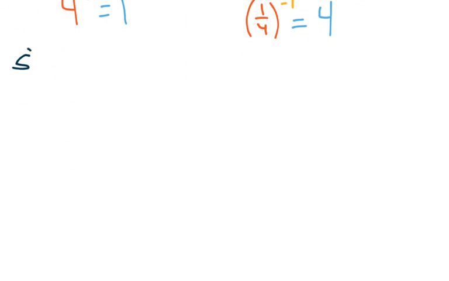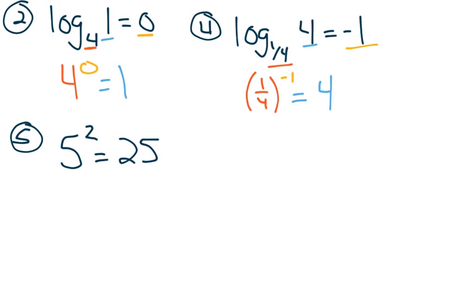Okay, so number 5. Now I'm going to give you something in exponential form, like 5 to the second power is equal to 25. And let's see if we can turn this into logarithmic form. I'll leave these two examples here so we can see them. We start with the word log, and what you notice here is the bottom number is the base of the exponent. So the base of the exponent here is 5, so log base 5.